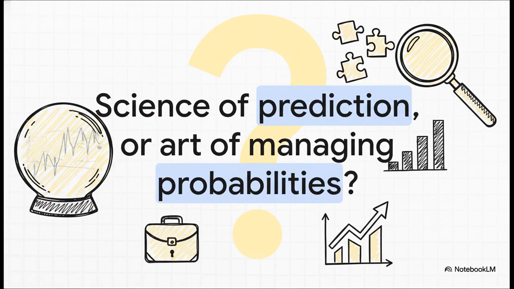Which really leaves us with one final question to think about. After seeing how all these pieces fit together, is technical analysis really a science that predicts the future, like some kind of crystal ball? Or is it more of an art form, a disciplined process for managing probabilities in a world that's fundamentally uncertain? Something to think about.